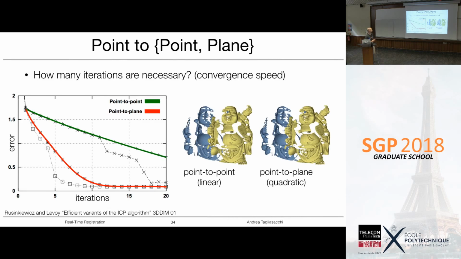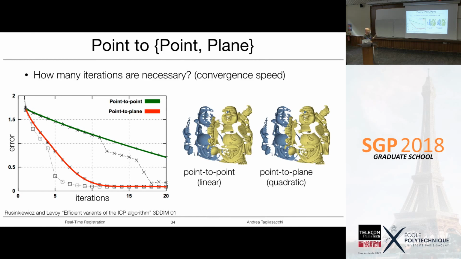Now, this is actually a figure from a paper by Simon or Sismon. I never knew how to pronounce it. But it shows how fast the error decays in the two processes. If you analyze this properly, the point-to-point convergence will be linear, while the point-to-plane convergence will be quadratic, so it will converge faster.